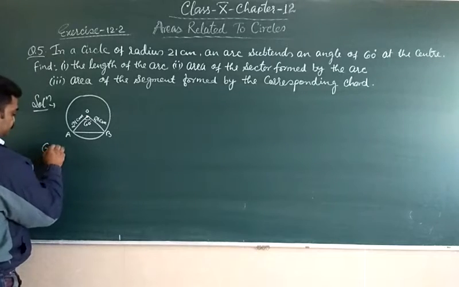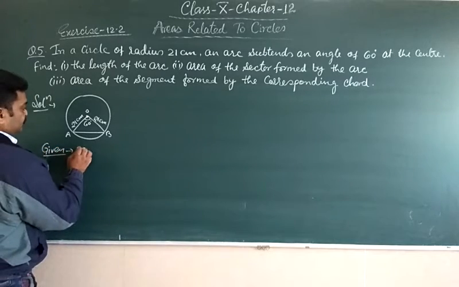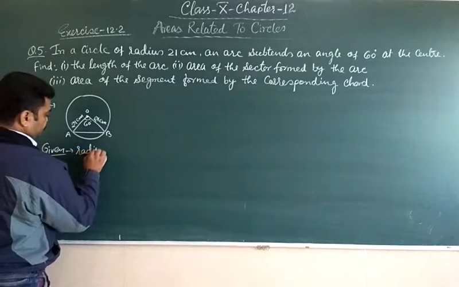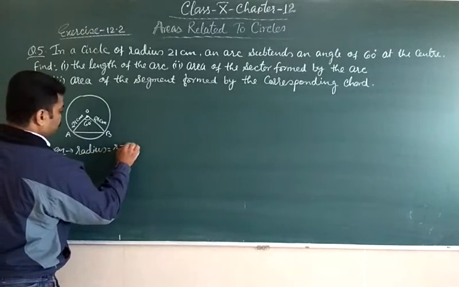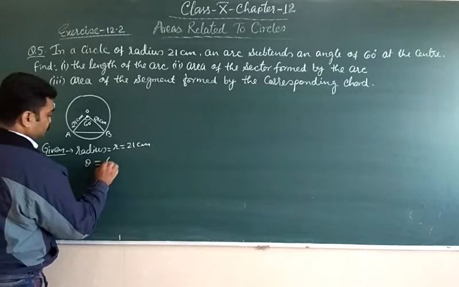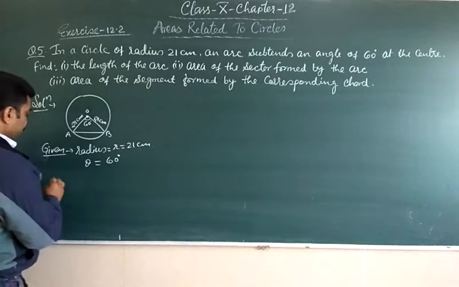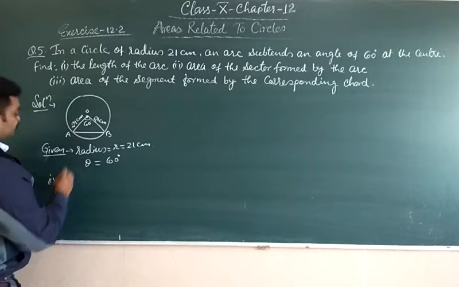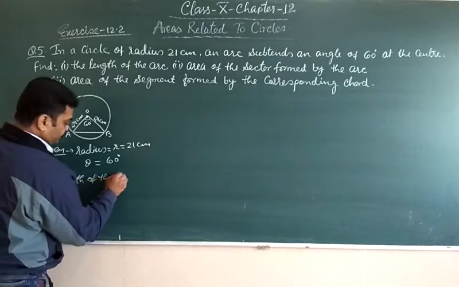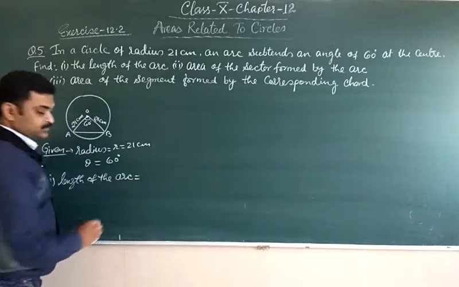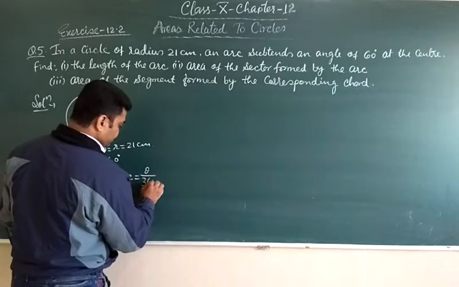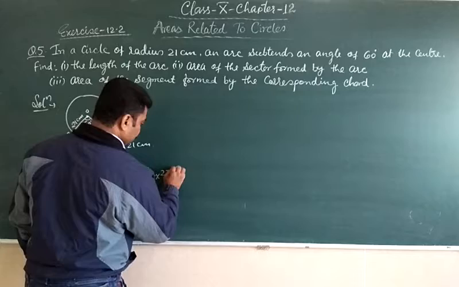So first we have to find, what are given? Radius R is equal to 21 centimeter and angle theta is equal to 60 degree. So first we will find the length of the arc. So what is the formula of the length of the arc? That is theta upon 360 into 2 pi r.